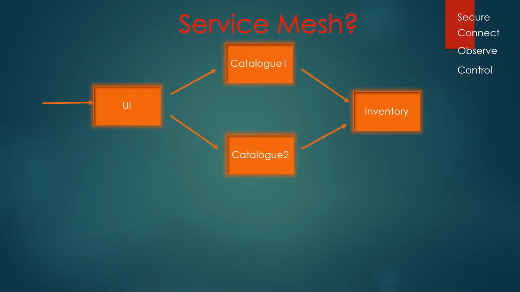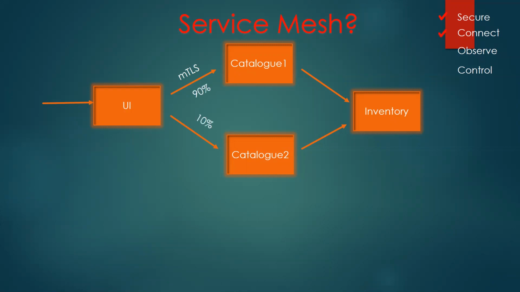In this example, I've taken a UI microservice, which is talking to two versions of catalog, and then which talks to inventory. All of these are microservices deployed inside the Kubernetes cluster. So first one, as I explained, is secure. Why anyone would want to use the service mesh is because they want to secure the network, and they want mTLS when one service is talking to another.